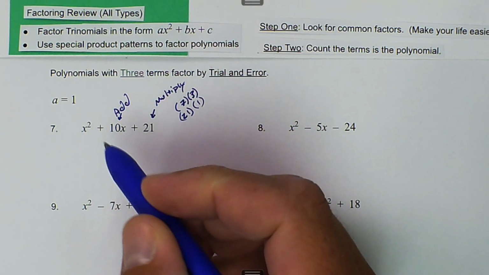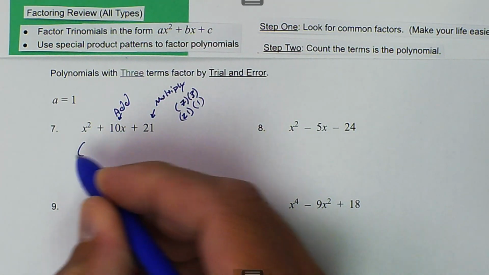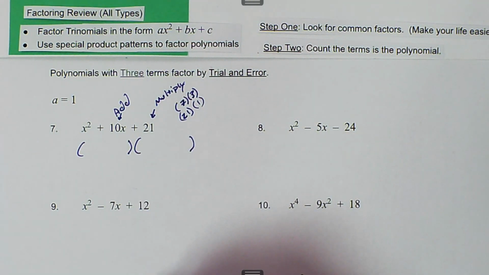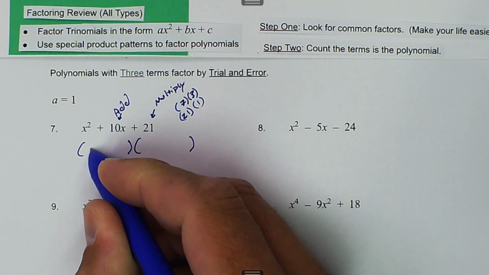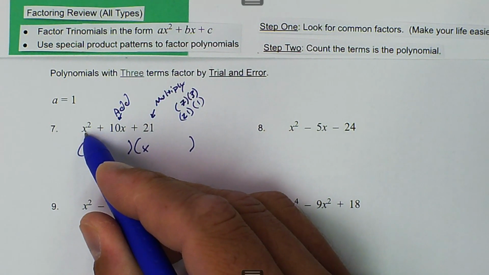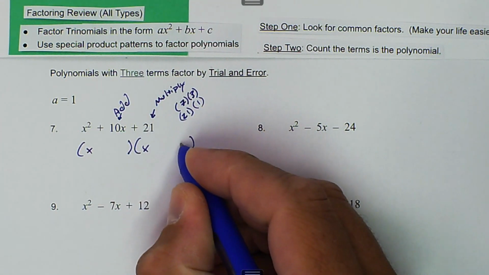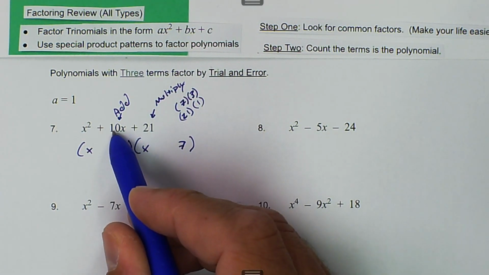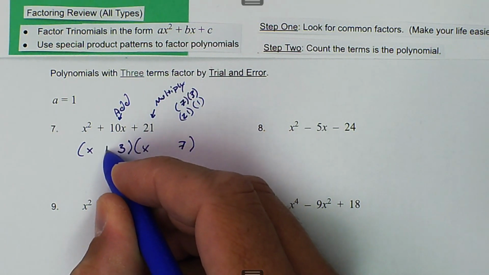So we're going to create our binomial, and our binomial is just going to be 2 parentheses. And in this case, the first term right here that we create is going to have to be x times x. X times x is x squared. Our last two terms have to multiply to this one. So then we have 7 and 3. And then they have to add to this term. So we have to use addition here.